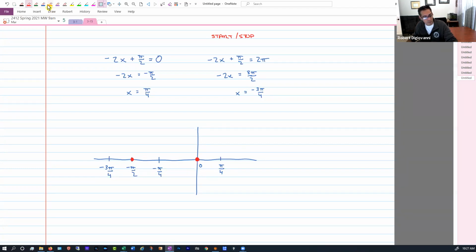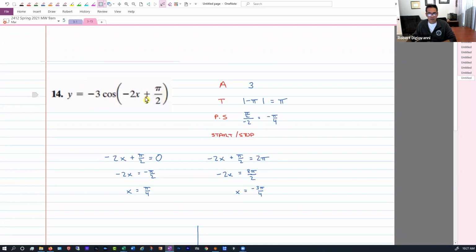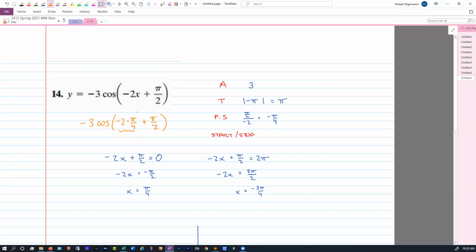So instead of testing these points, we just need to test one of these other 3. How about we just go with pi over 4? Let's plug pi over 4 into this and see what happens. Now this is going to be a little tricky. Negative 3 cosine of negative 2 times, I'm plugging in pi over 4, plus pi over 2. Let's figure out what all this is in here. What's negative 2 times pi all over 4? Negative pi over 2.